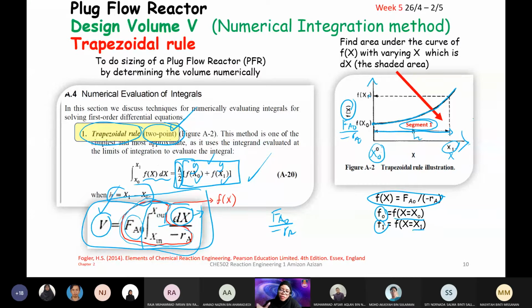So we still use the graphical method there, the area under the curve with varying x, which is the shaded area, yeah, that one. I don't know why I don't have the shaded area, but maybe I deleted it. So that is the shaded area.